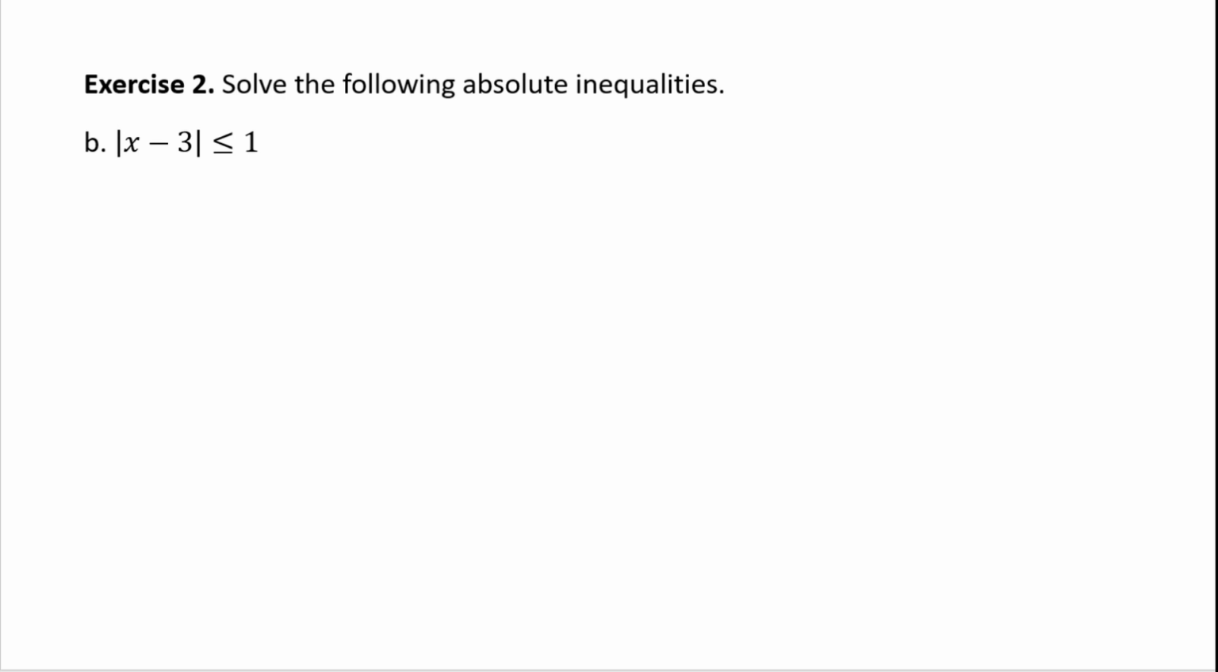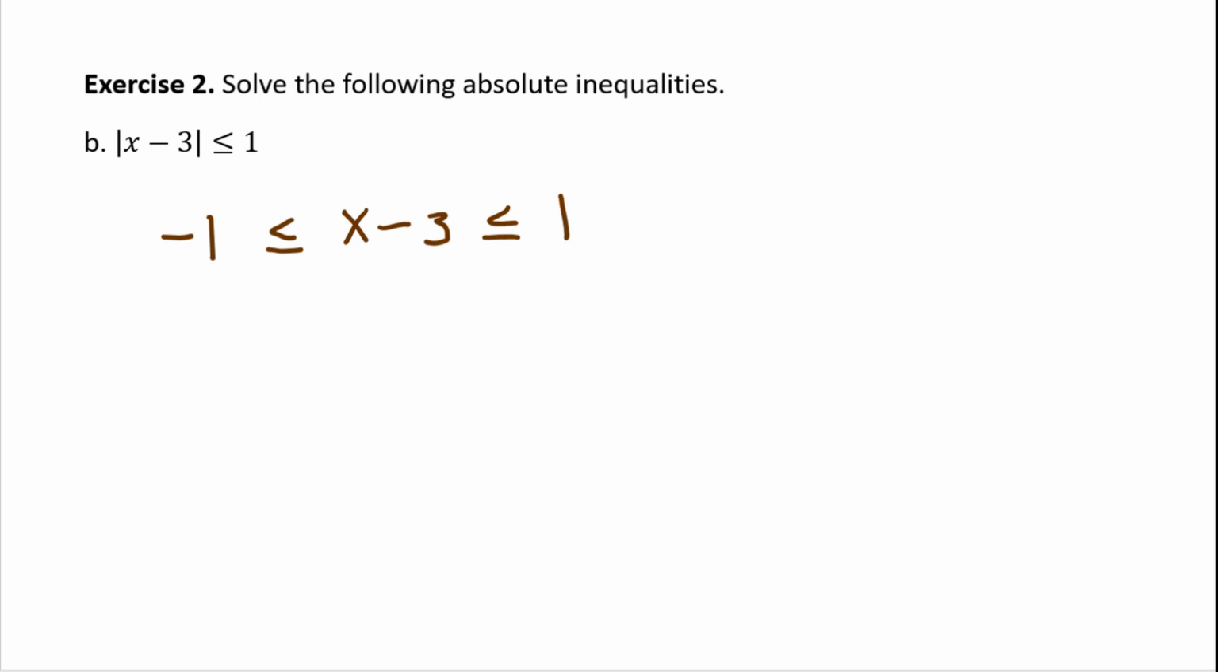Solve the absolute value inequality. The absolute value of the quantity x minus 3 is equal to or less than 1. The properties of absolute value inequality tell us that we write this expression as a compound inequality with negative 1 is equal to or less than x minus 3 is equal to or less than 1.